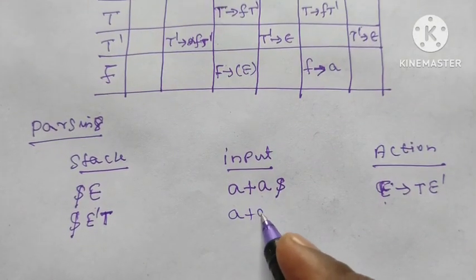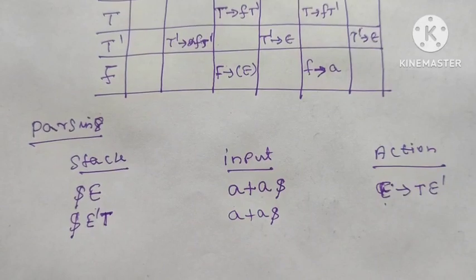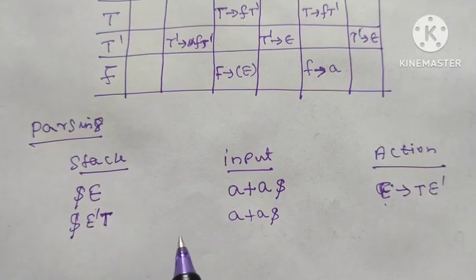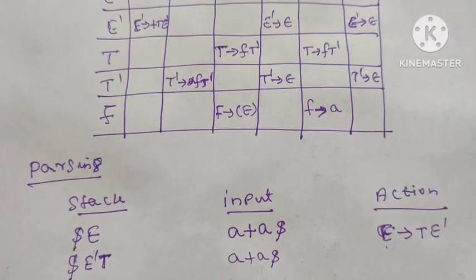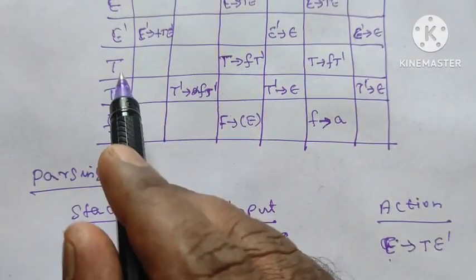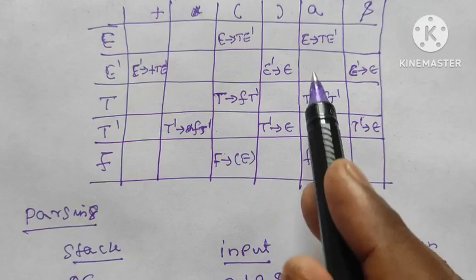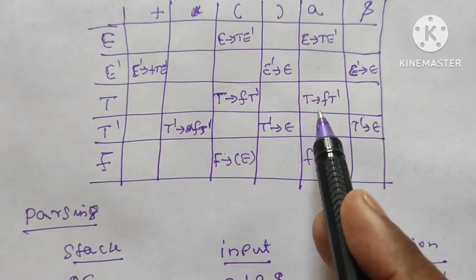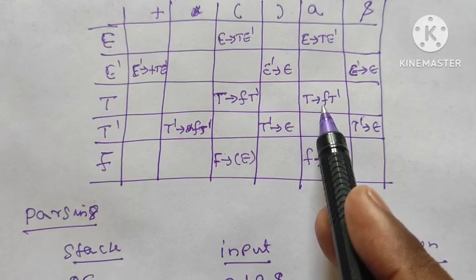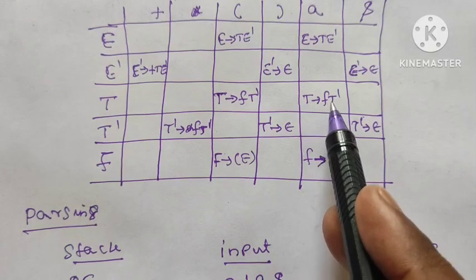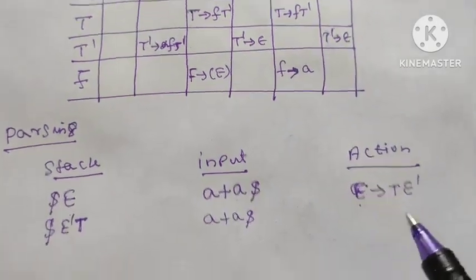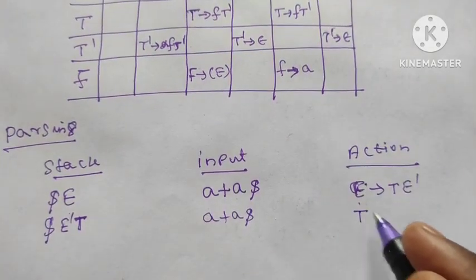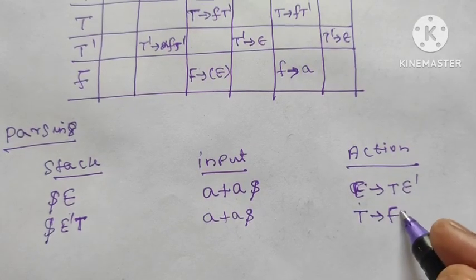Now a plus a dollar. So input: now T is on the left side, a is on the right side. Now go to the respective table. So T is here and a is here. T and a meet with T tends to ft dash. This is the respective entry. So we will just write it as T tends to ft dash.